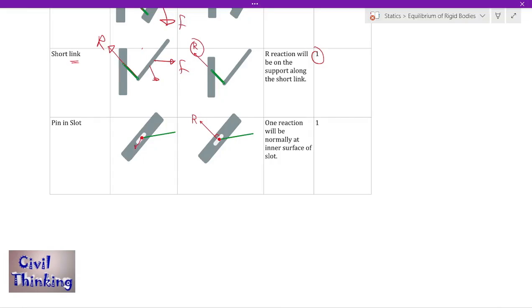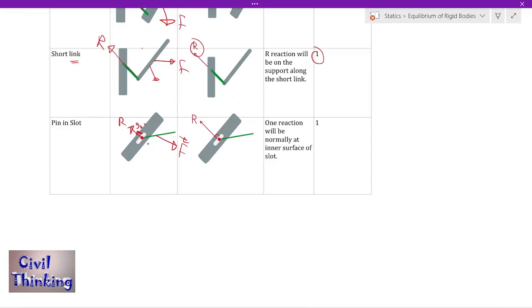You can move it like this or like this, right? You can move it here or here, right? But you cannot move it like this. So this surface is preventing it. So there will be a reaction perpendicular to the inner surface. If you apply a force here, for example, there will be a reaction which will be perpendicular, normal, or 90 degrees to the inner surface.